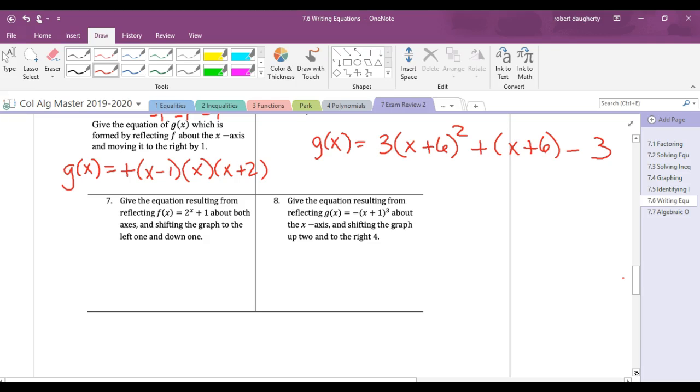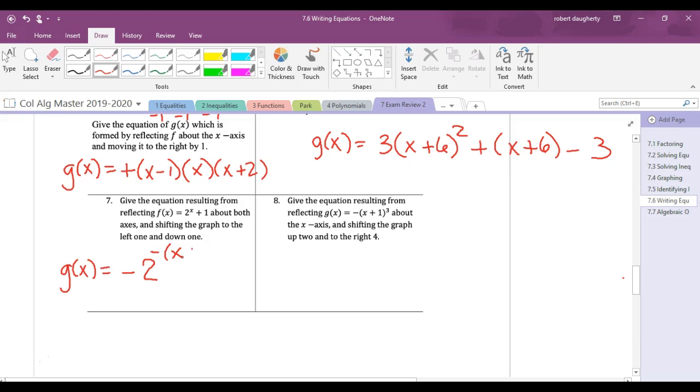Give the equation resulting from reflecting f of x about both axes and shifting the graph left 1 and down 1. Okay, so I'm going to come up with a new function to reflect it about both axes. So I'm going to have a negative 2, and then I'm going to have a negative x. Okay, how do I shift it to the left 1?